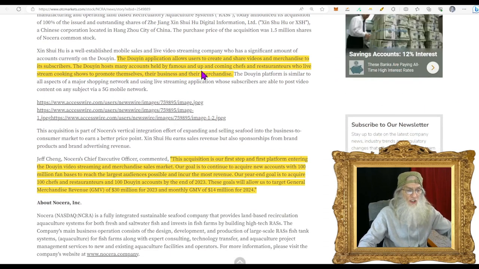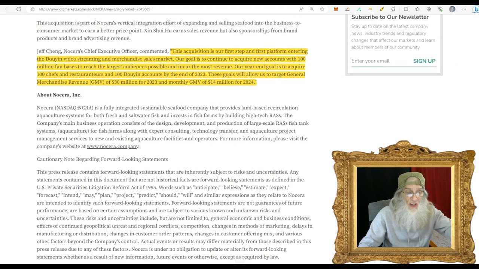The Douyin application allows users to create and share videos and merchandise to its subscribers. The Douyin hosts many accounts held by famous and upcoming chefs and restaurants who live stream cooking shows to promote themselves and their business and their merchandise. This acquisition is our first step and first platform entering the Douyin video streaming and merchandise sales market. Our goal is to continue to acquire new accounts with 100 million fan base to reach the largest audiences possible and incur the most revenue. Our year-end goal is to acquire 100 chefs and restaurateurs and 100 Douyin accounts by the end of 2023.